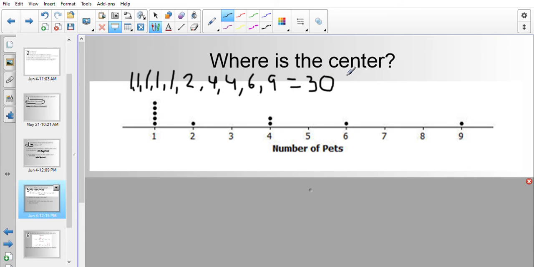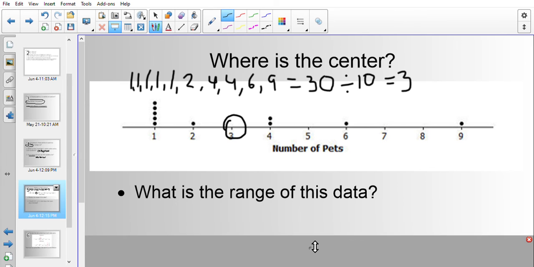And then I take that result and I divide that result by the number of data points that I have. So I have 1, 2, 3, 4, 5, 6, 7, 8, 9, 10. And 30 divided by 10 is 3. So I know the center of my data is going to be right around here. Even though there's no dot there, I know that the center of my data is right around 3.